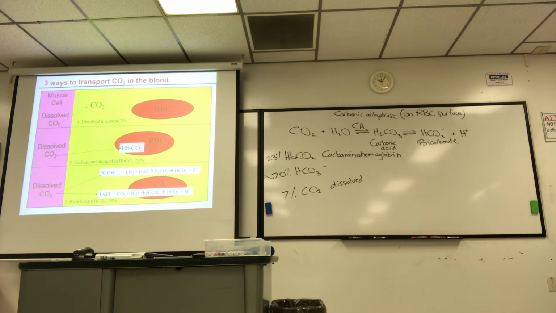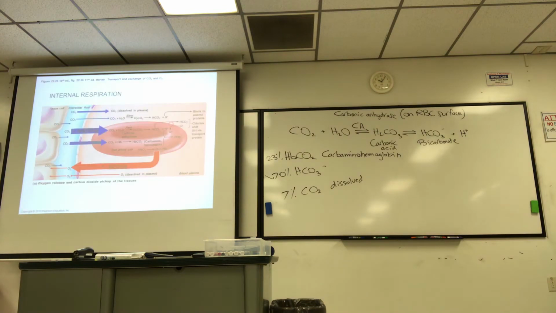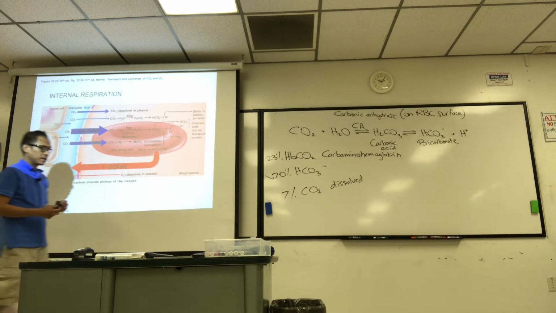So let's bring it all together. We transport the CO2 in the blood. Let's talk about gas exchange at the peripheral tissues, internal respiration. And let's look at this picture, and I think you should understand everything that's on it. And there's a lot on here.